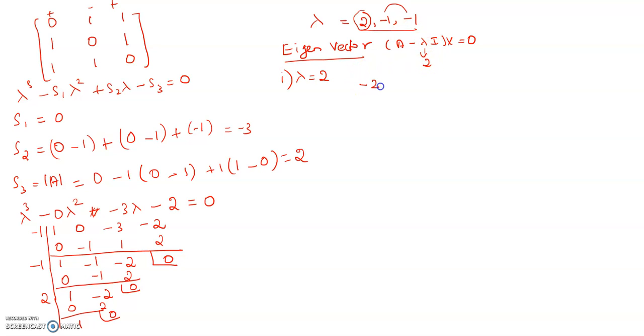அப்போ என்ன வரும் -2 1 1, 1 -2 1, 1 1 -2. இப்போ this has to be multiplied with x vector. அப்போ x vector is x1 x2 x3. அப்போ அதையும் மல்டிப்ளை பண்ணும்போது -2x1 + 1 into x2 + 1 into x3 is equal to 0. 1 into x1 minus 2x2 plus 1 into x3 is equal to 0. So 1 into x1 plus 1 into x2 minus 2x3 is equal to 0.